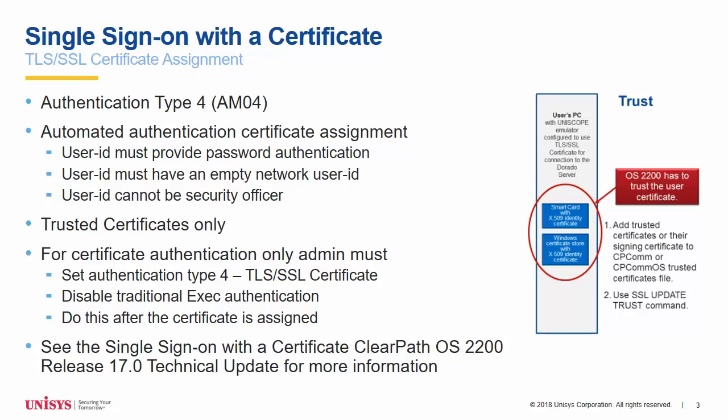After a certificate is associated with a user ID, other forms of authentication can be prevented by setting the user ID authentication type to 4 and setting the Disable Traditional Exec Authentication flag. These actions can be performed using a SecManager script. Watch the Single Sign-On with a Certificate ClearPath OS 2200 Release 17.0 Technical Update for more information.